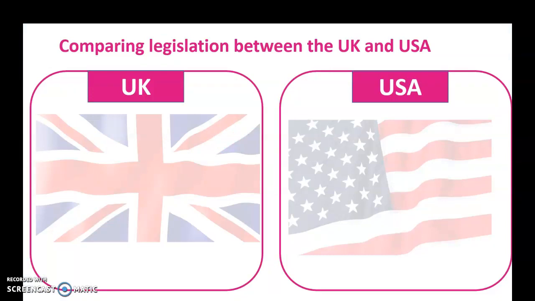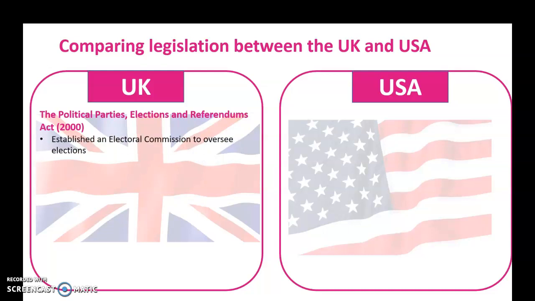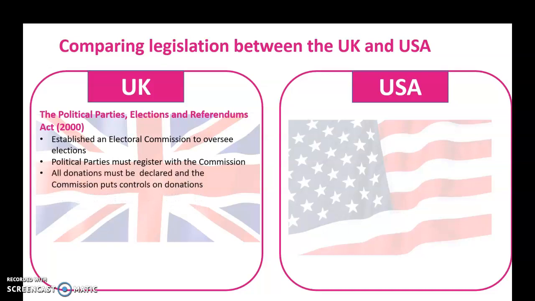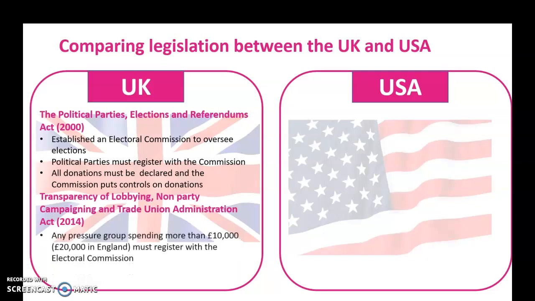So a quick comparison of legislation between the UK and USA, just to remind yourselves. In Britain, we've had the Political Parties, Elections and Referendums Act, a bit of a mouthful, which created the Electoral Commission to oversee elections. Political parties had to register with this commission that they were an official political party. Okay, all donations had to be declared, and the commission puts controls on those donations. There's also this law, the Transparency of Lobbying, Non-Party Campaigning and Trade Union Administration Act, which basically means that any pressure group, which is mainly trade unions, who spend more than £10,000 or £20,000 in England, must register with the Electoral Commission.